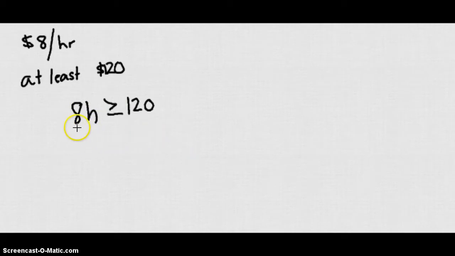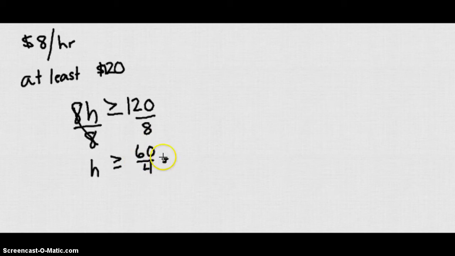So in this case, we divide both sides by 8 to get the h by itself. We have h is greater than or equal to 120 over 8. Let's simplify that down. It's 60 over 4, which is 30 over 2, or 15. So she has to work at least 15 hours to make at least $120.